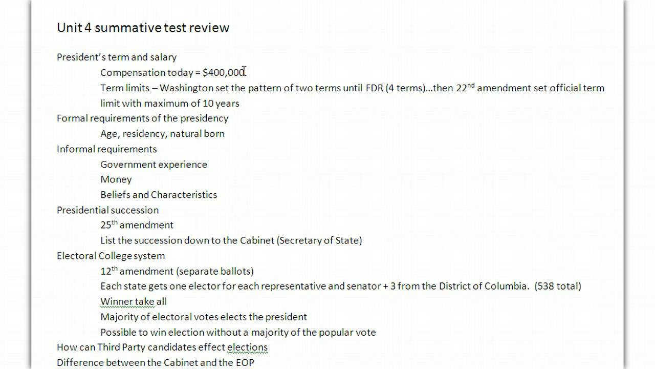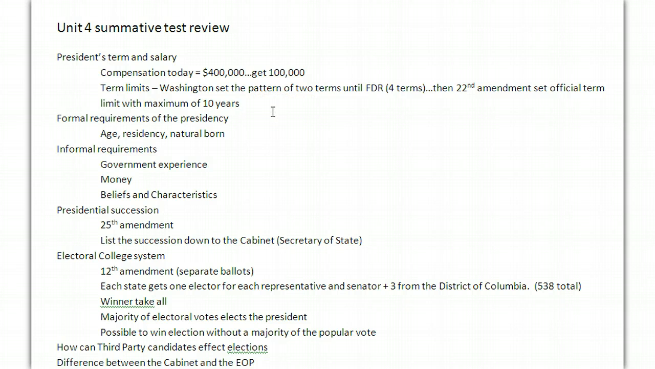So, the president's term and salary. We know that the compensation today is $400,000, and he gets $100,000 for expenses. He has plenty of other perks and benefits. He gets Camp David, the resort. He gets a pension and, sorry, health and dental insurance or coverage.